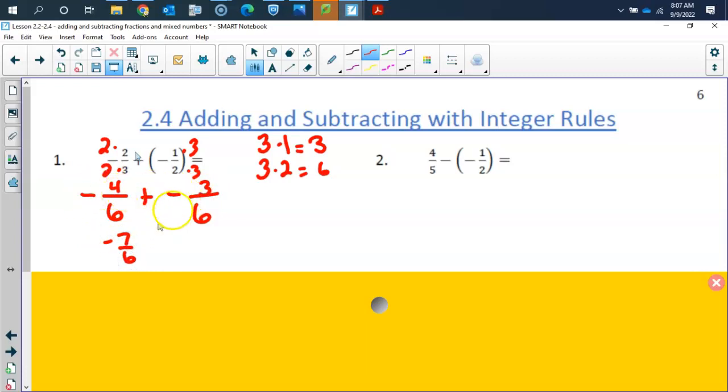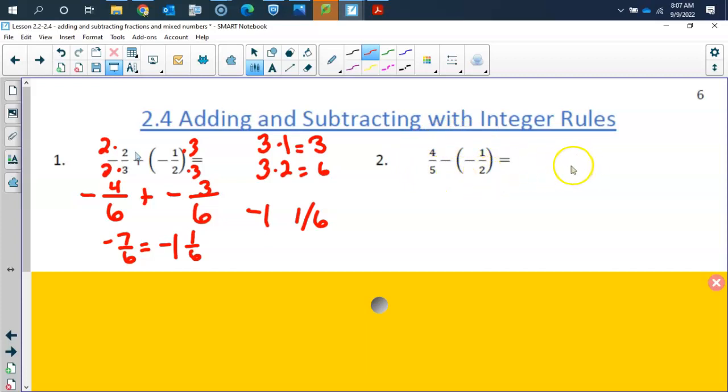Signs are the same. We add and keep the sign. Changing that to a mixed number would be negative 1 and 1/6. Now, when you enter that into this Ed Puzzle, you should have entered it like this: negative 1, and then leave a space, 1/6, just like you do in the IXL. All right, try number 2. Go.